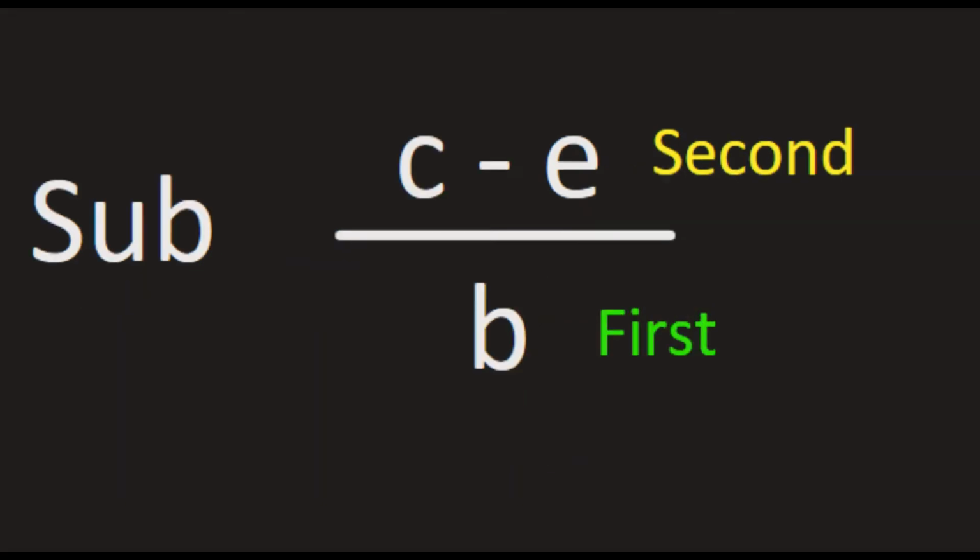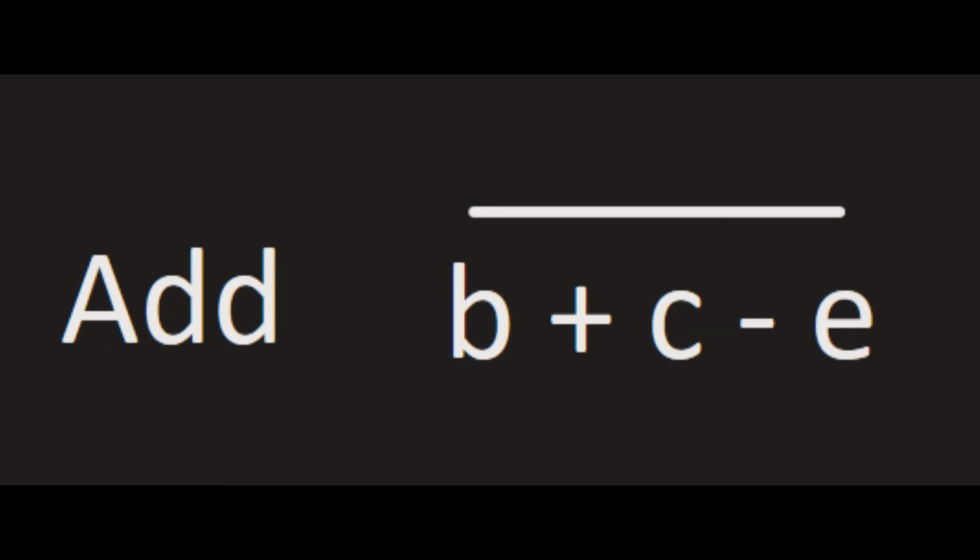Next, we're going to subtract C minus E. And as you can see here, we went back to two values. So B is first, and C minus E is second. The next step is to add B to C minus E. C minus E will go on the bottom and will become B plus C minus E. And since it's on the bottom, it's first.